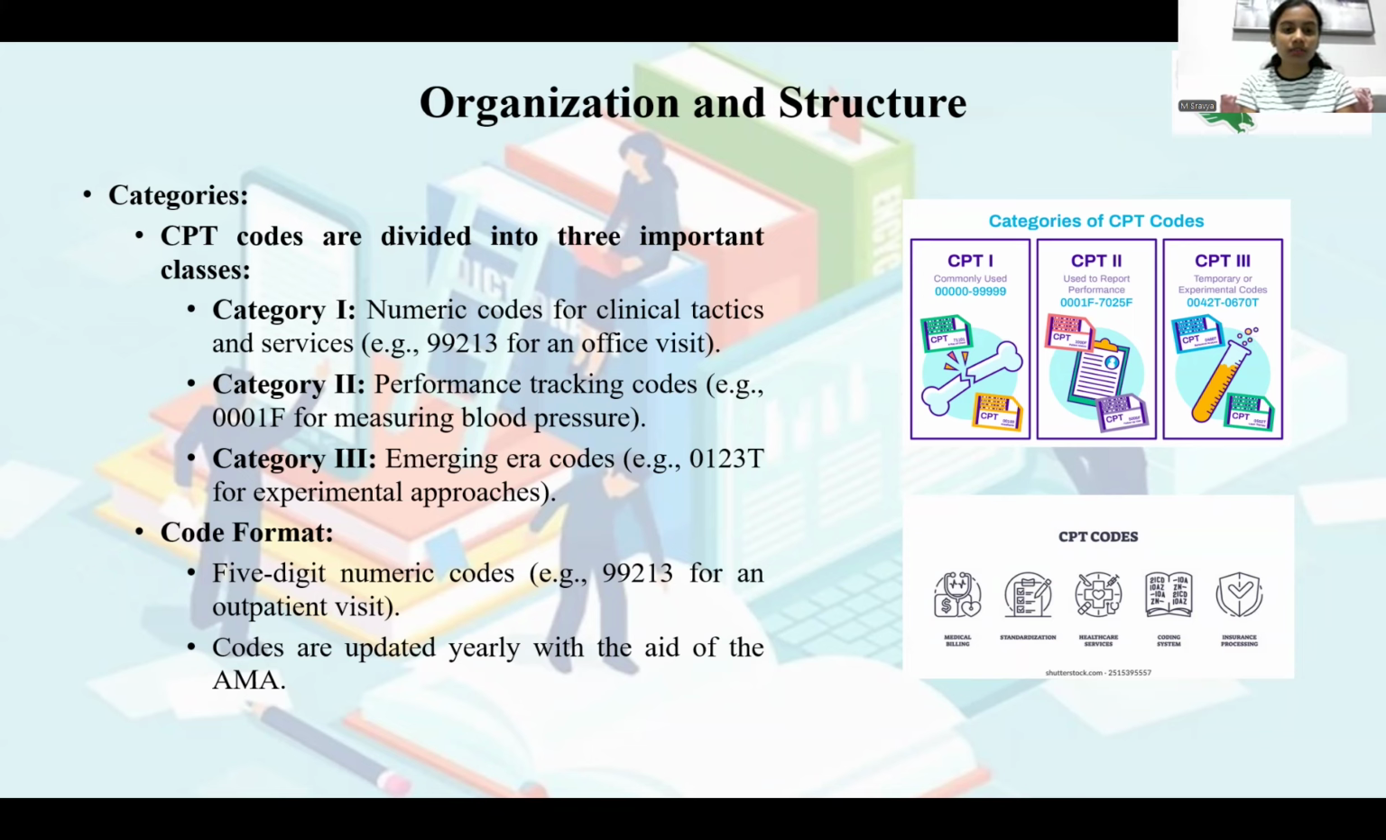And the last category is emerging technology codes. Example: 0123T for experimental approaches. The CPT code format is usually 5-digit numeric codes, for example 99213 for an outpatient visit. These codes are updated yearly by the AMA, as said by my teammate Kishore.